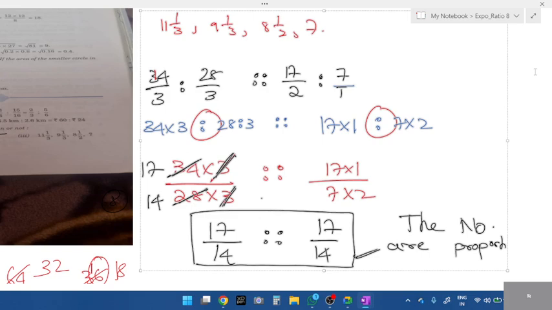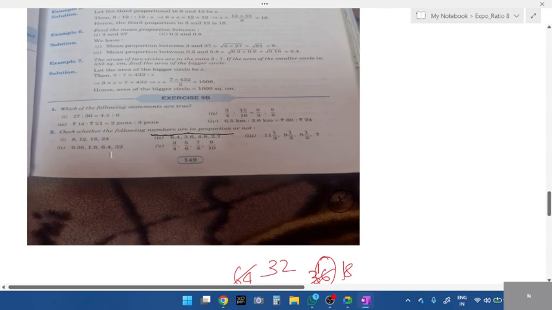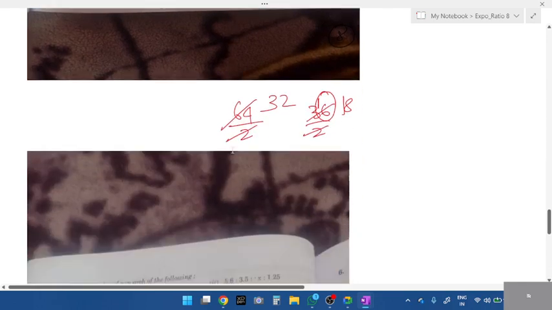Okay, next concept. You'll try this for homework. Will you all complete the fourth and fifth one for homework? All of you? Fourth and fifth? Same concept. Remove the decimal, cross multiply, get the answer.